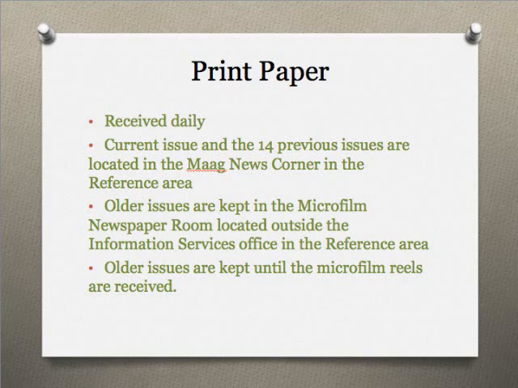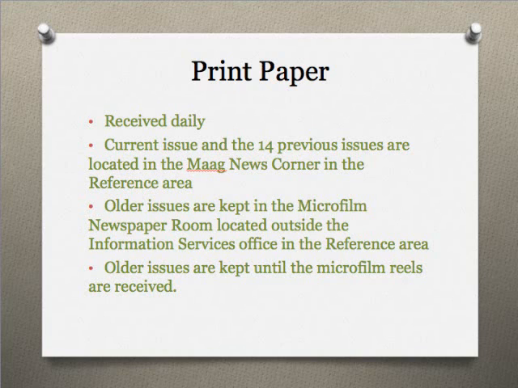Mog Library receives a daily copy of the New York Times newspaper. The current issue and the 14 previous issues are located in the Mog News Corner in the reference area on the main floor of the library. Older issues are kept in the microfilm newspaper room located outside the Information Services office in the reference area. Older issues of the New York Times are kept here until the microfilm reels are received.